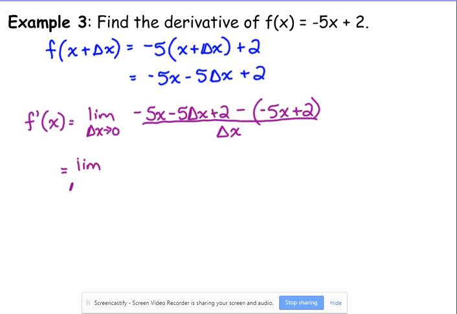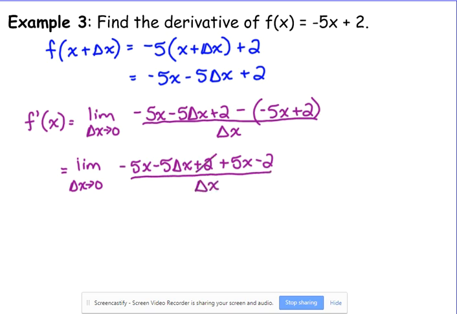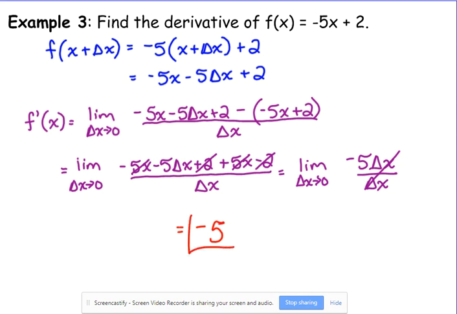So let's work on simplifying. Okay, we've got negative 5x minus 5 delta x plus 2. Apply that negative. I went ahead and took an extra step here to do that, just so there's no confusion. So the plus 2 and the minus 2 cancel, the minus 5x and the positive 5x cancel. I know you can see that the delta x's cancel at this point, but let's go ahead and just write it again, just so that there's no confusion as to when we cancel that delta x. It's in this step that we can cancel those. So this one ends up giving us the same thing, negative 5.